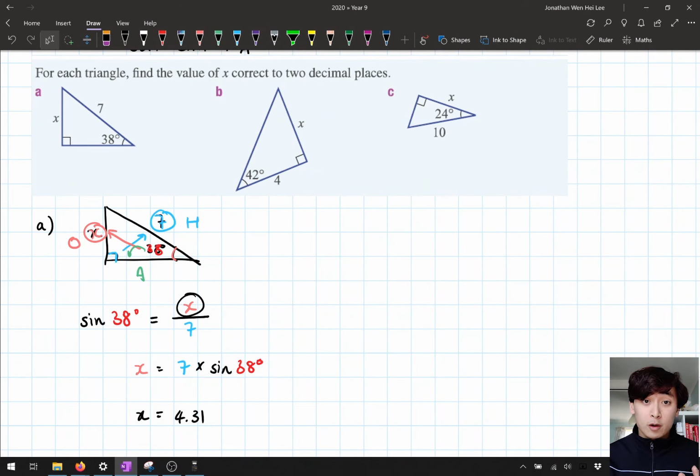Okay, so those are the 4 steps. Label and identify, write the equation, rearrange, and then solve.